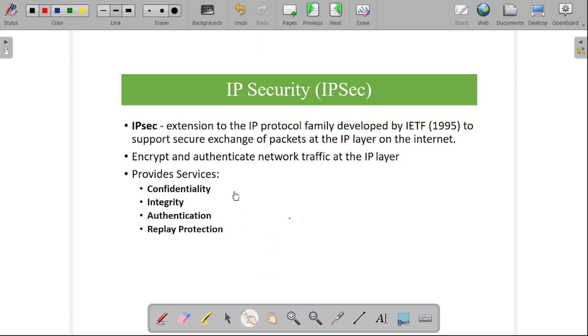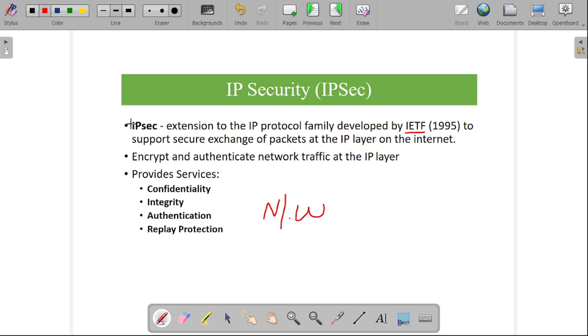IP security is the IPsec protocol, which works on the network layer of the OSI model and provides security to the packets that are transferred at the network layer from the client to the server. It is an extension to the IP protocol family, developed by the Internet Engineering Task Force in 1995. This protocol provides security to our network layer.